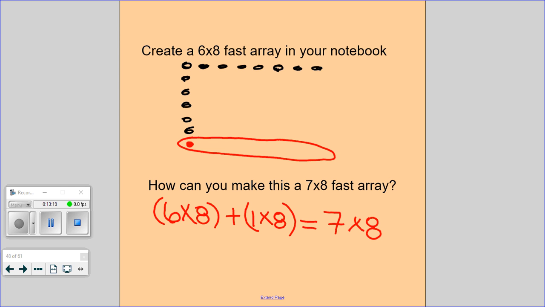So now we're going to simplify our equation. Make this a little easier. I know 1 times 8. You should know 1 times 8. Yes, 8. What about 6 times 8? Ooh, that's a little harder. Does anyone know 6 times 8? Yes. Mason? Very good. So now I have a super simple equation, 48 plus 8. Count on. What is 48 plus 8?